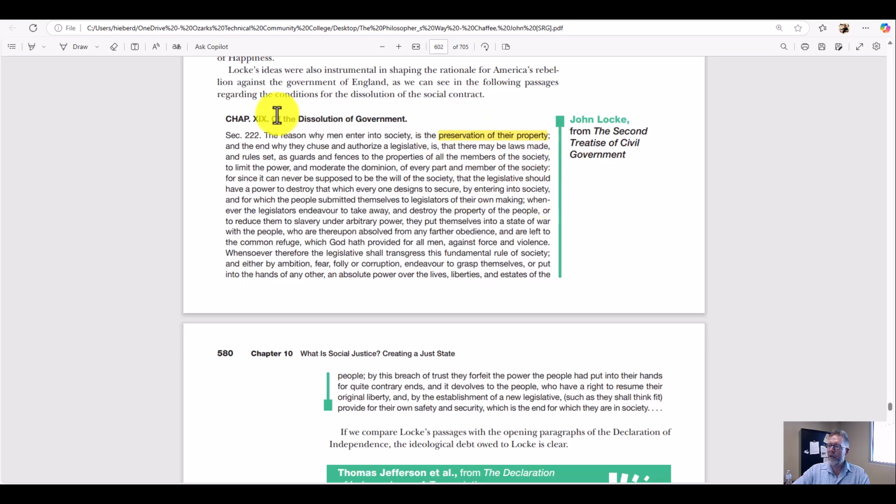So here again, on the dissolution of government, what Locke is going to say, what justifies the dissolution of government is if the government is not doing sufficient work to protect the preservation of property, right? So it's all property rights for Locke here which are important. And I've been emphasizing the basis of that, the justification for that, because property is an extension of the body, and the only person that has the right to the body is the individual themselves.